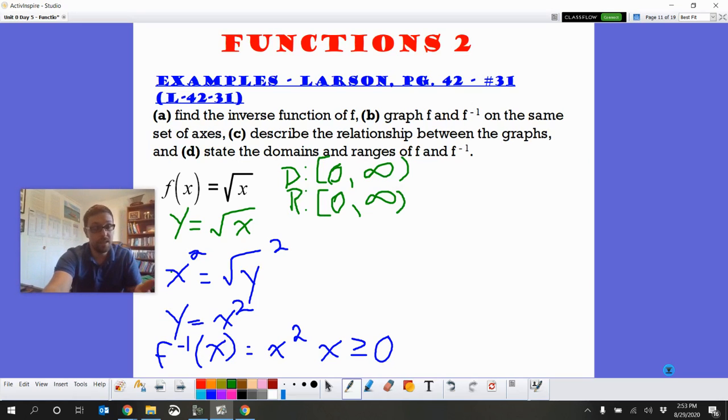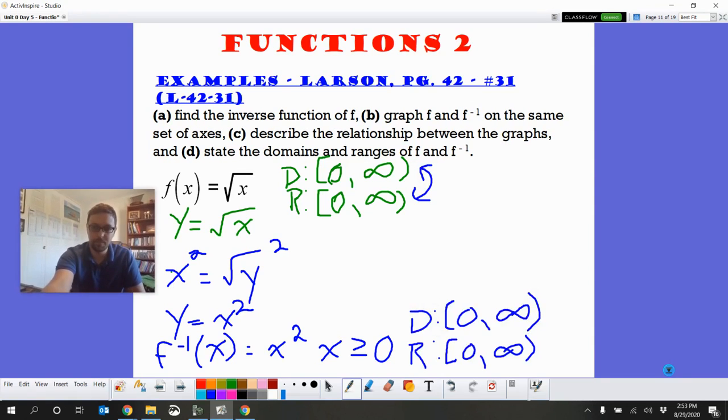Same thing is true for the inverse, but it would be these two swapped around. However, they're the same thing, so you don't get to see anything crazy happen. So that would be the domain and range of our inverse, and in green we have our domain and range of our original function.